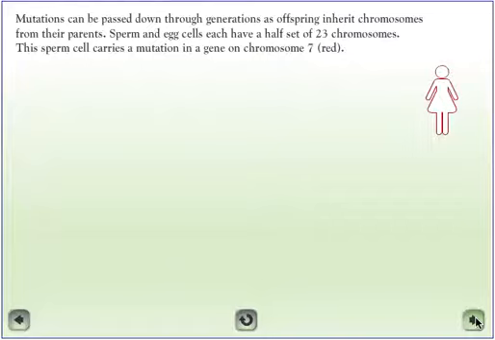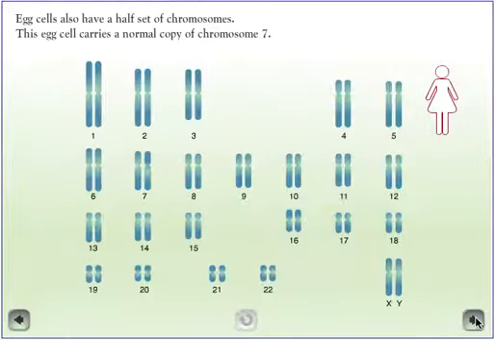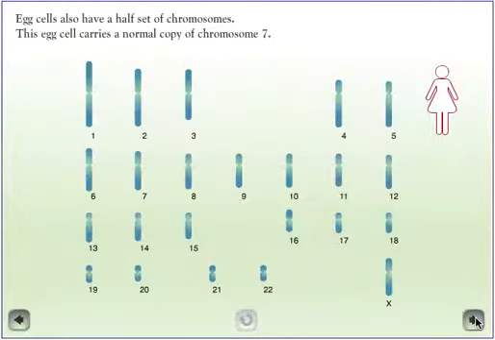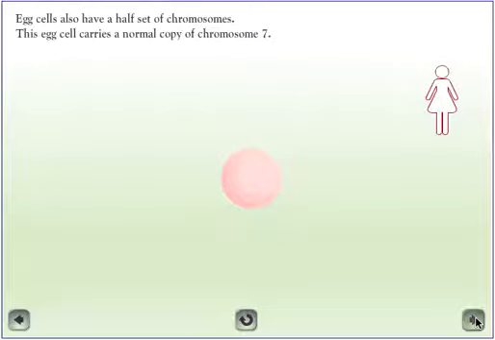This sperm cell carries a mutation in a gene on chromosome 7, which will be shown in red. Egg cells also have a half set of chromosomes. This egg cell carries a normal copy of chromosome 7.